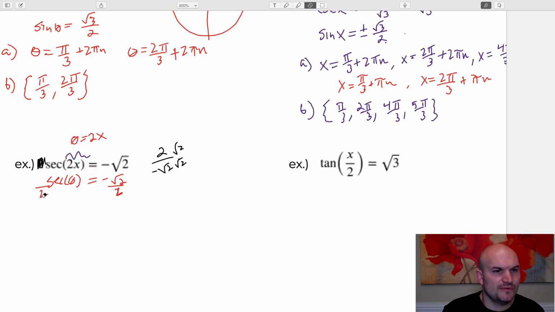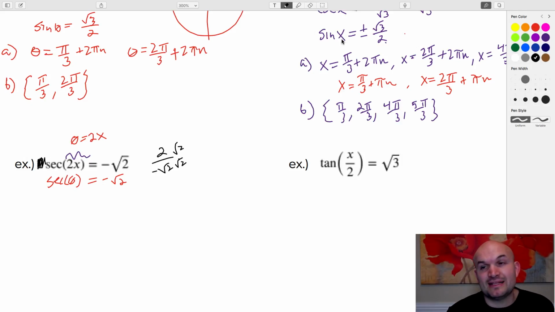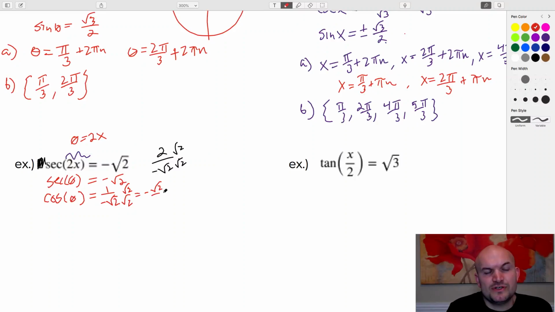All right, so therefore, our operations now are a little bit easier. We just have negative square root of 2. Now again, we can rewrite this using our reciprocals, and we can say the reciprocal of secant is cosine, because I would like to use that. That's going to be 1 over negative square root of 2. Now again, rationalize the denominator, and you get negative square root of 2 over 2.